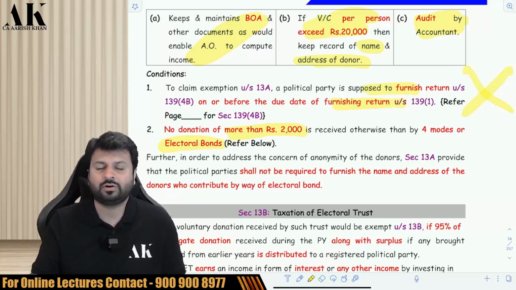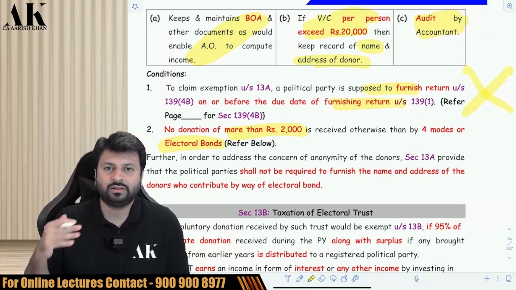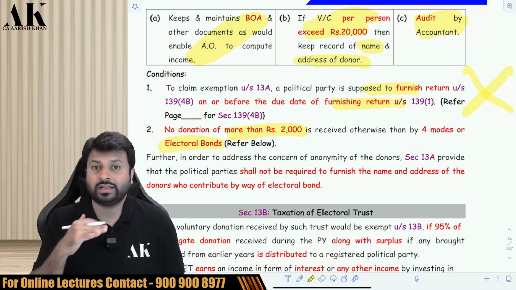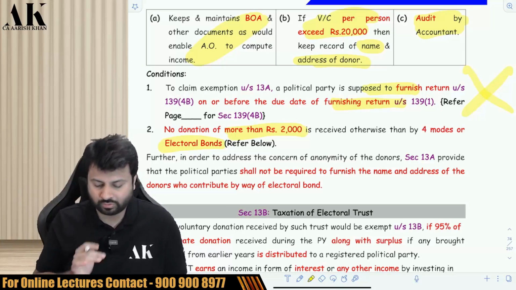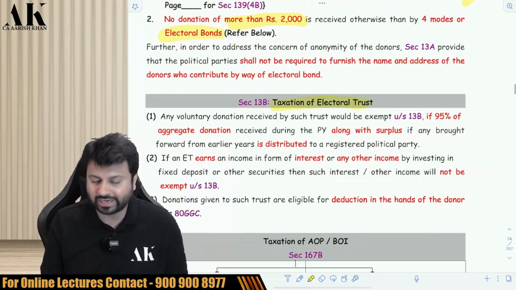Okay, what are electoral bonds? I have told you in the class that it has been done deliberately by the political parties to hide the identity of the donor who is giving them donation. Okay. Next, taxation of electoral trust.